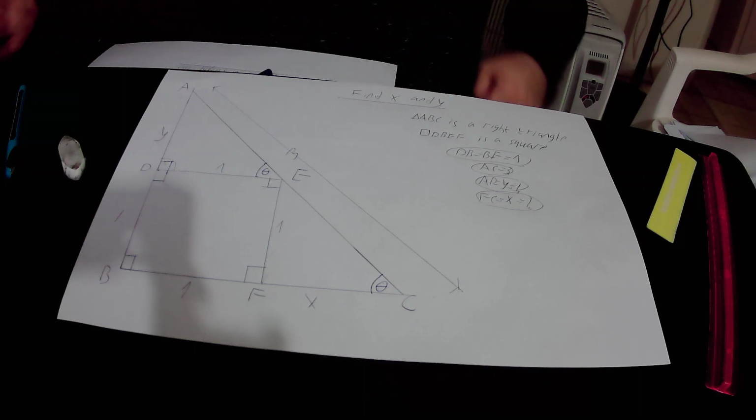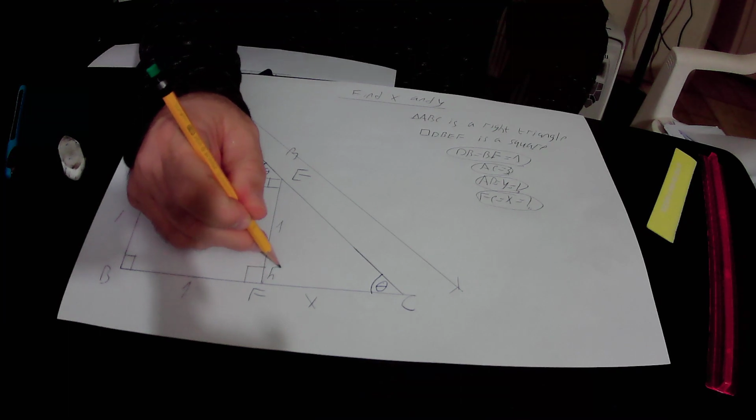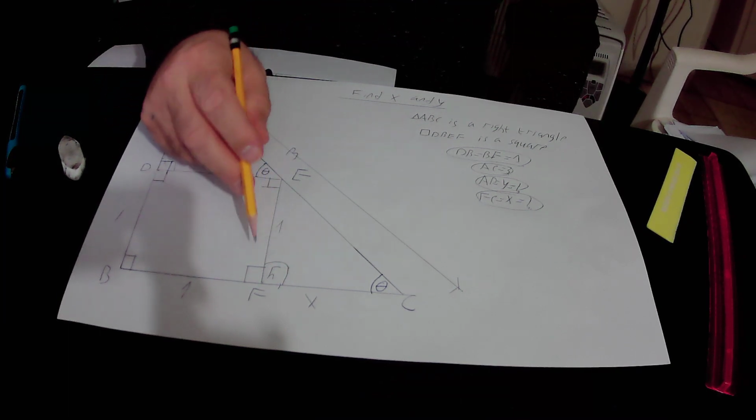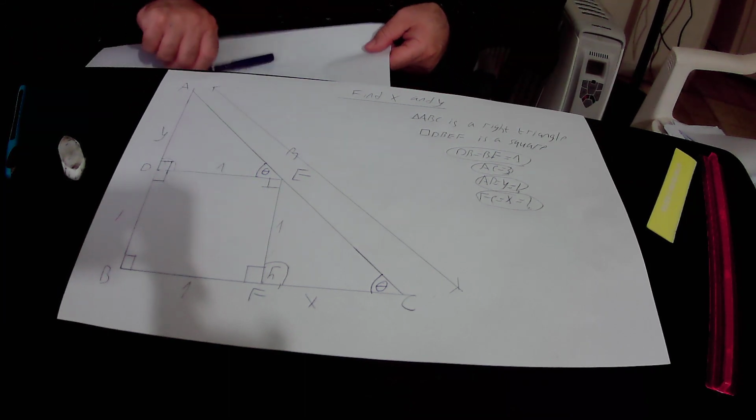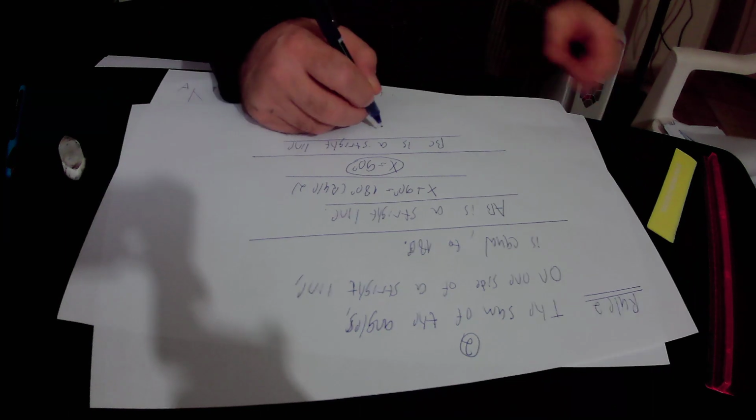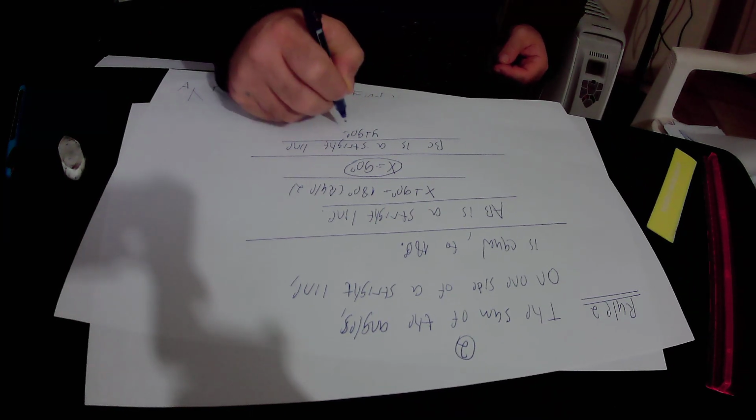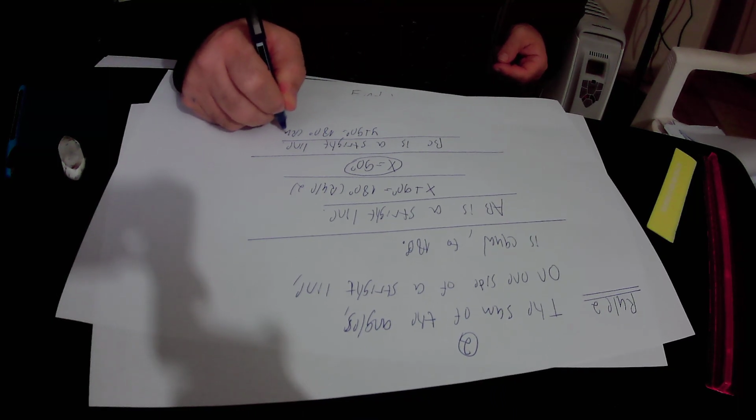So if we define angle EFC as y, then according to rule number 2, we will get that y plus 90 degrees must be equal to 180 degrees. So I will write it down: the size of angle y plus 90 degrees must be equal to 180 degrees according to rule number 2.